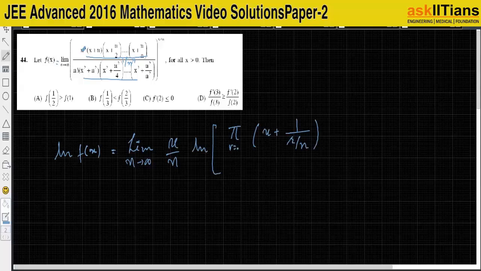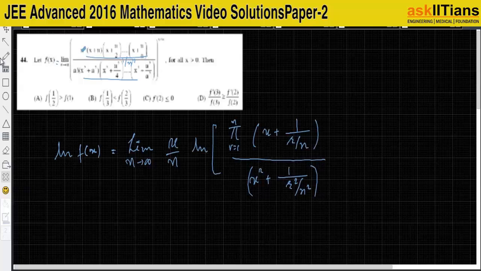Okay, it's getting multiplied, so r going from 1 to n, this thing divided by, again here I'll get x square plus 1 by r square by n square. Again I am doing the same thing. What I am doing is, again I am taking this outside, right? So 1 plus r by n whole square.